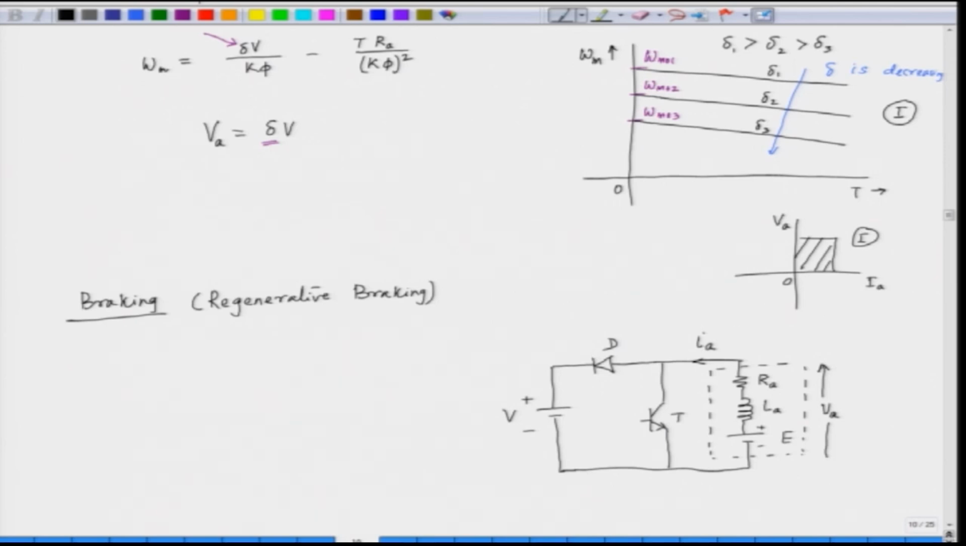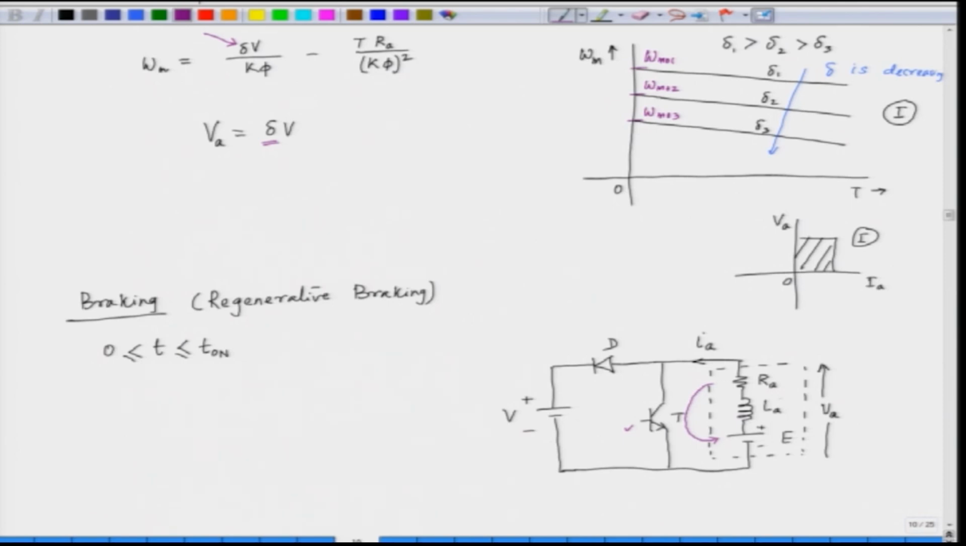Now, let us say when the switch is on, 0 < t ≤ T on. So, we turn on the switch. When we turn on the switch, what happens? When the switch is made on, the back EMF is having a positive voltage. So, when the back EMF is having positive voltage, it basically circulates the current through the switch. So, this is called freewheeling interval, or this is called energy storage interval.